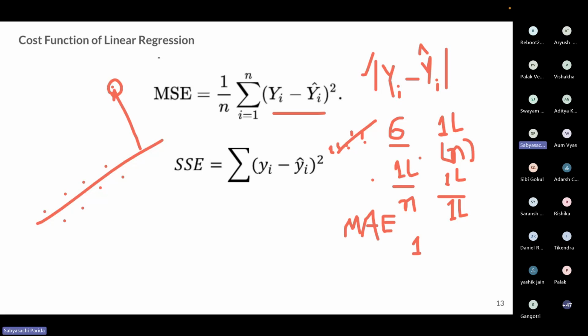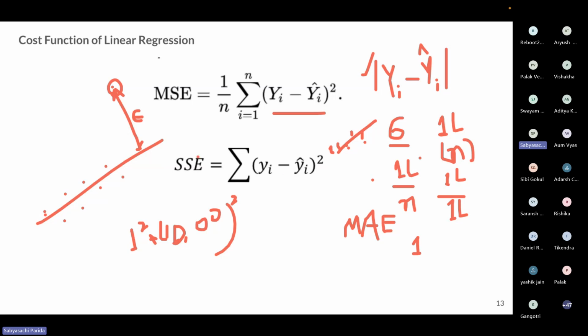Clearly, this is an outlier for me, and this point would have a large error coefficient. Suppose this is 1, 1, 1, 1. So 1 square, the sum of 1 squares, plus this large error. Suppose this is some 1 lakh, or say 10,000, or say 1,000. So this 1,000 squared I'll be taking, so that I also penalize the large errors which are there. So for that, I take the mean square error.